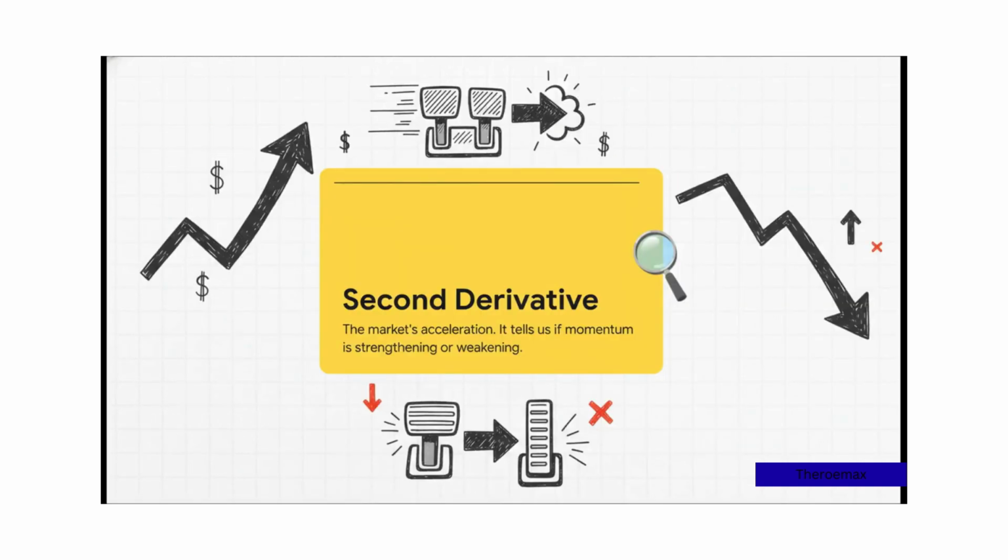And that brings us to the second derivative. This is the market's acceleration. It couldn't care less about the price or even the speed. All it tells us is whether the momentum itself is getting stronger or weaker. Is the foot hitting the gas, or is it hitting the brake?